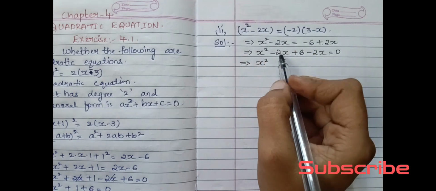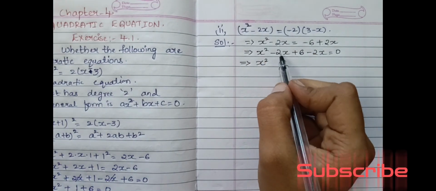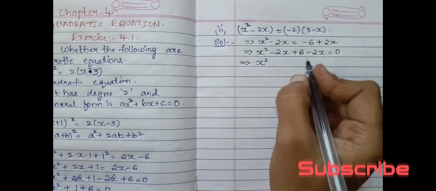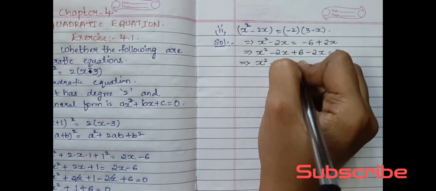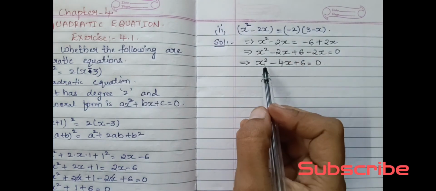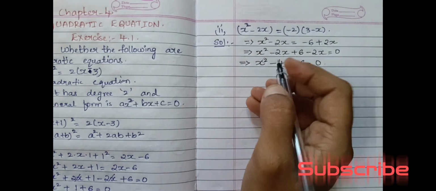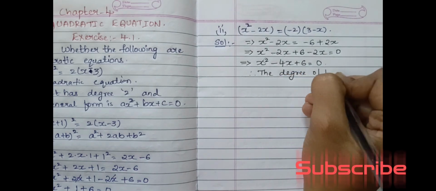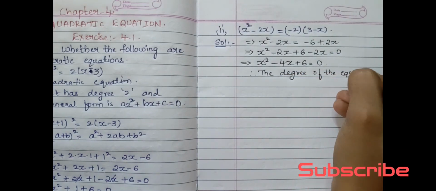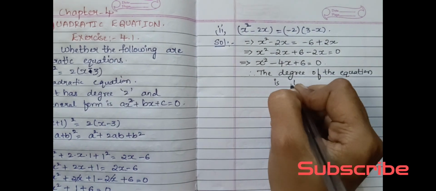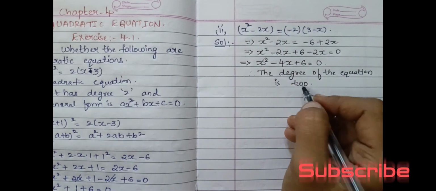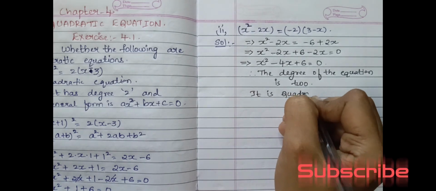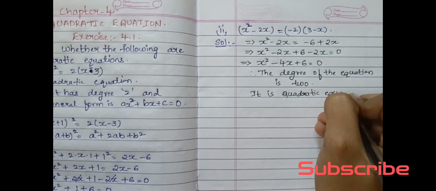Then what will we get? x square. This x is common, no. So what is this? Minus 2x minus 2x will become minus 4x, so x square minus 4x plus 6 equals to 0. In this, what is the degree of the equation? 2. Therefore, the degree of the equation is 2. If the degree is 2, then it is a quadratic equation. Understood children?